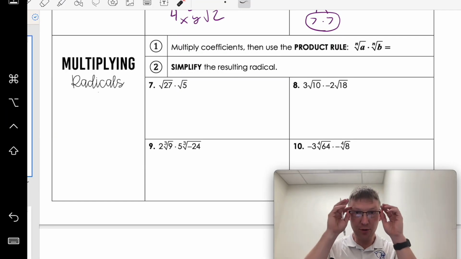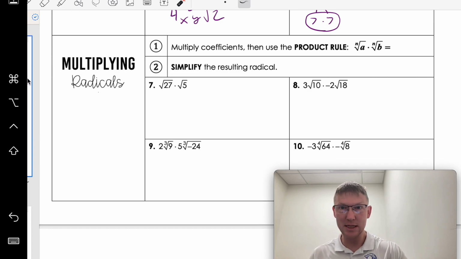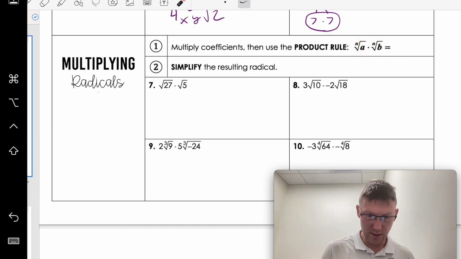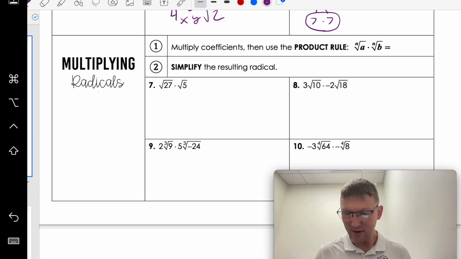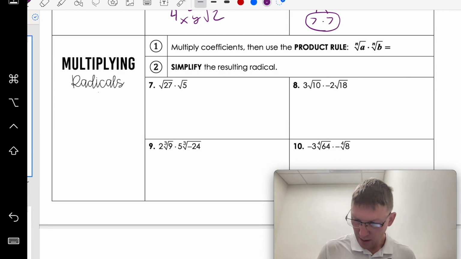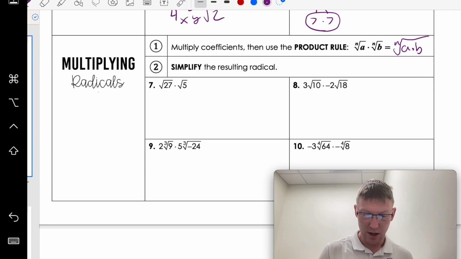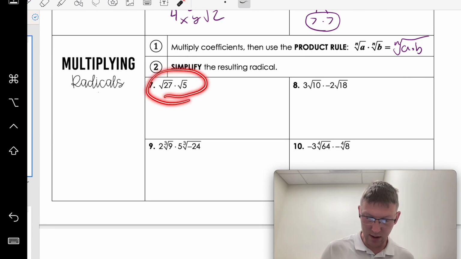So now we're going to start multiplying. So remember, adding and subtracting is different than multiplying, right? So in this case, we're going to multiply the coefficients and then use the product rule. So the product rule says that if these two are the same, then we just multiply A and B. So they gave us kind of the rule there with our variables. So that's going to be equal to n-th root of A times B. So basically, if the radicals are the same, then you're just going to multiply everything underneath.